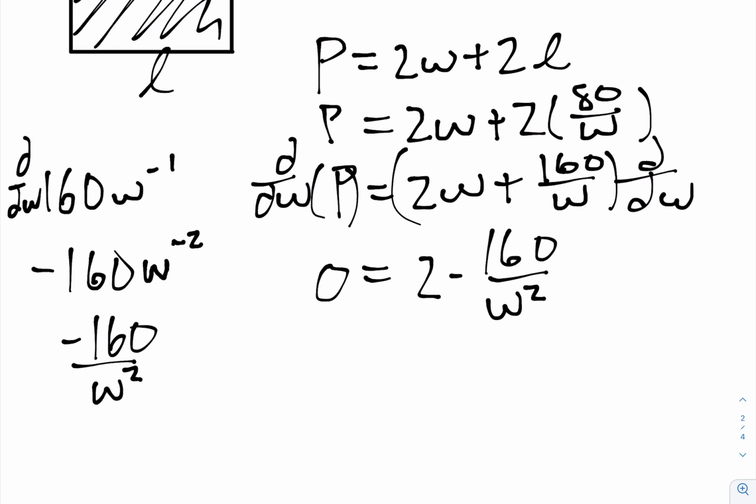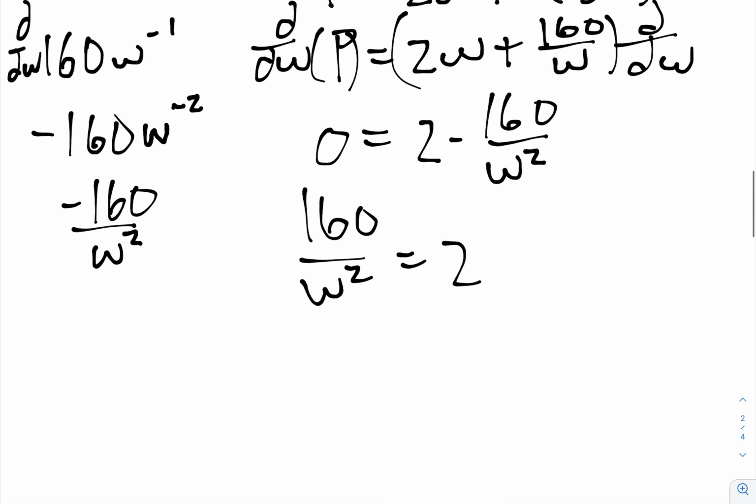Okay, and what we do now is we have an equation like this where we have a constant on the left, which is 0, and we have a variable on the right. So anytime we have a constant on one side and a variable on the other side, we're going to want to just use algebra to solve for it. So essentially, we're done using calculus right now. All that we're trying to do is solve for W. So 2 minus 160 over W squared is 0. Let me just add 160 over W squared on both sides. So that equals 2.